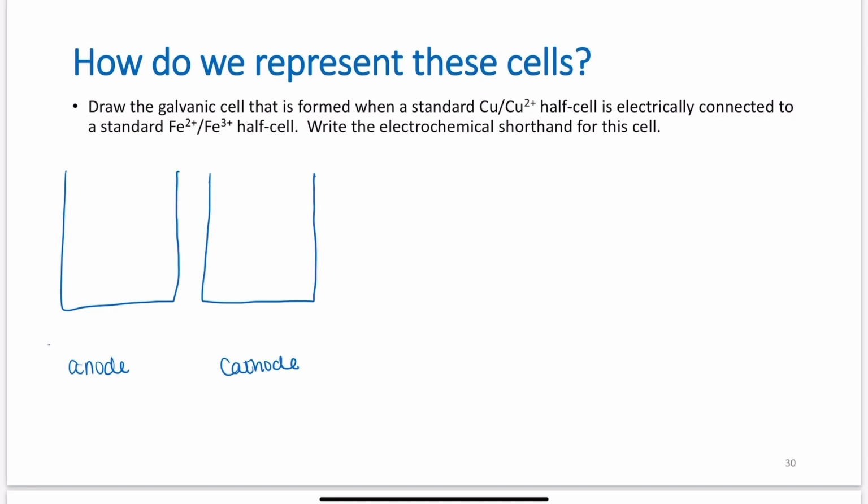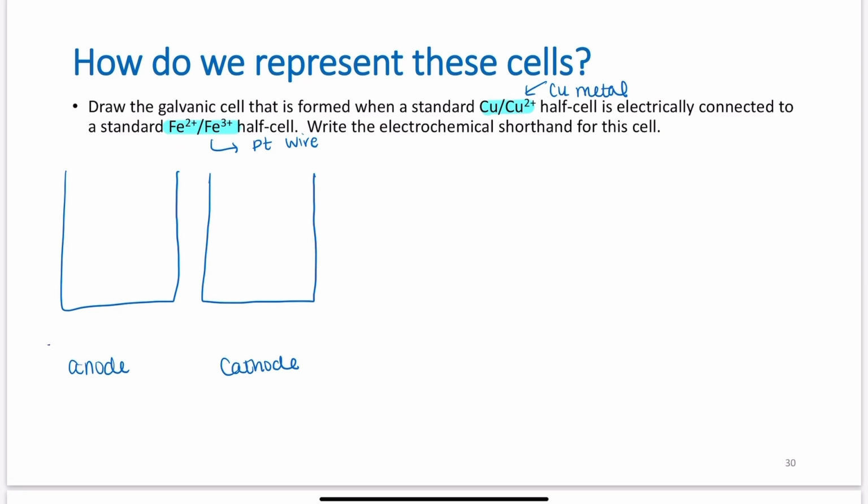I know that I have copper 2 plus, and iron 2 plus, iron 3 plus. Because I have copper 2 plus, I will have a copper wire, or piece of copper metal. And because I'm using iron 2 plus, iron 3 plus, there's no metal in there. I'm not going to use iron metal. I don't want to reduce this down to solid iron, or oxidize from solid iron. So I'm going to have to use some kind of inert material. So I'm going to pick a platinum wire.